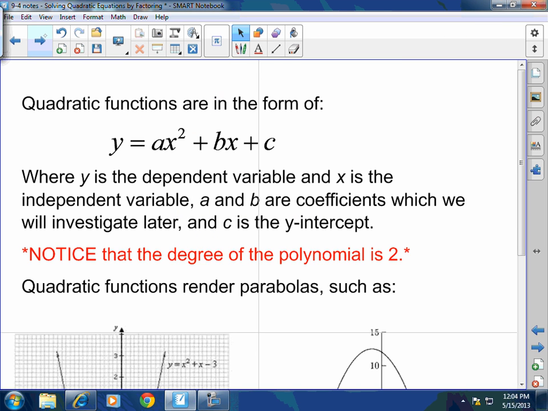Let's see how we relate it. I have y equals ax squared plus bx plus c. Here the y is still dependent, guys. The y is always dependent. Here the x is independent. The x is always going to be the independent variable. A and b are coefficients.